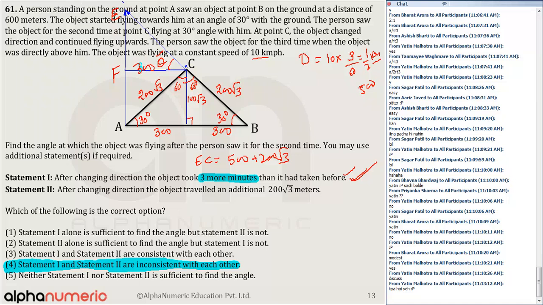Statement 1 and statement 2, the answer will come from both, but yes, they are inconsistent with each other. Inconsistent with each other means basically the answers which we will get from both the statements will be different. So both the statements are sufficient, but the answers we'll get from both will be different. So that's why it says inconsistent.